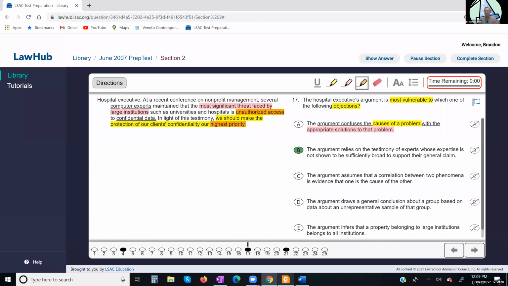Where A could have been correct in a different example, if we know for a fact our biggest threat is X, therefore we should do Y to prevent X. That's when A might be the correct answer. So X is our biggest threat, so we should be doing Y to stop X. That's like, okay, where did you get Y from? How do we know Y is the appropriate solution to solving X? That's when A would be correct. Since that's not what's happening here, it's incorrect.